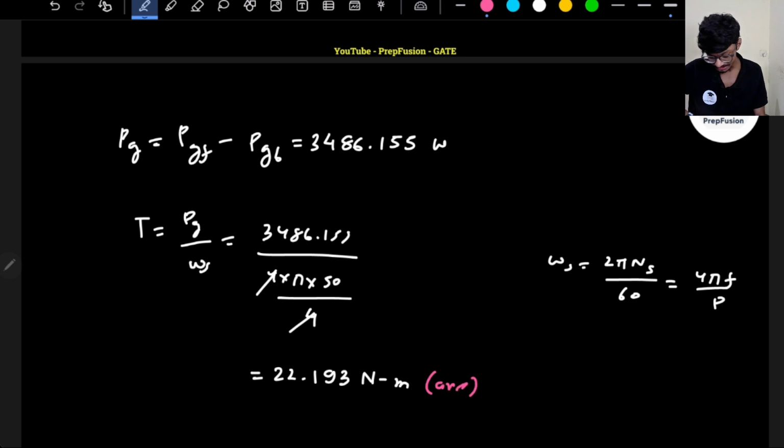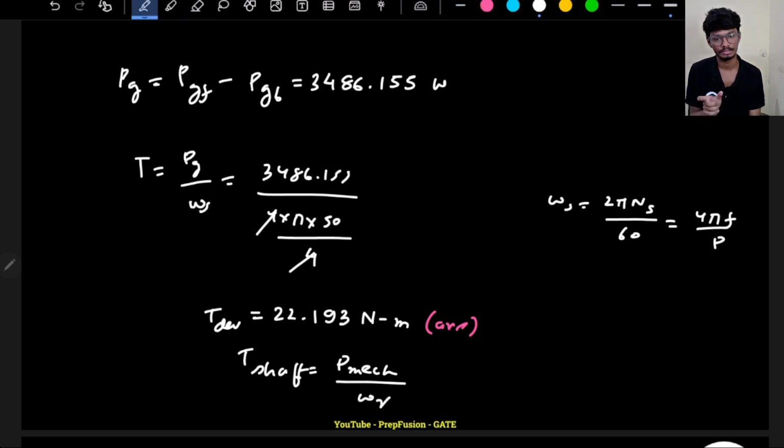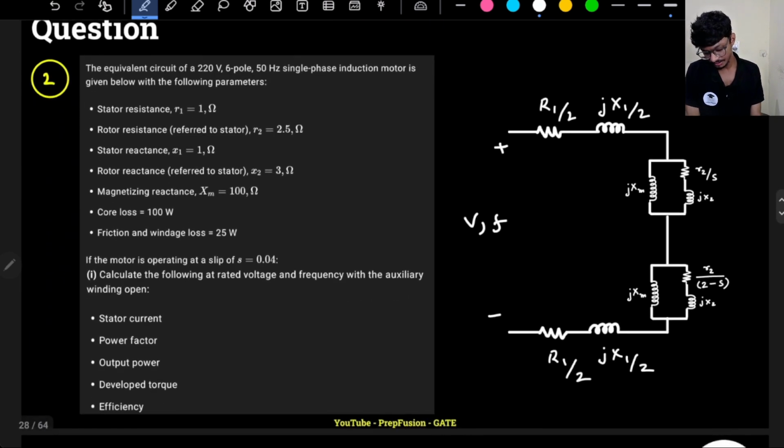Remember, this is the developed torque. This is not the shaft torque. Shaft torque is the mechanical power output Pmech by omega r, the speed at which the rotor is rotating. So developed torque is not equal to shaft torque. Shaft torque is the torque output at the shaft. Okay, so let's solve the next question.